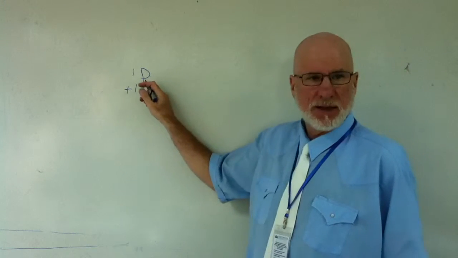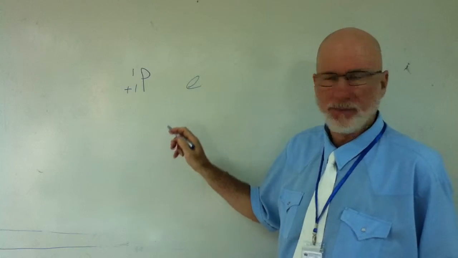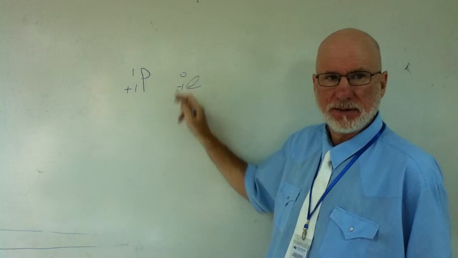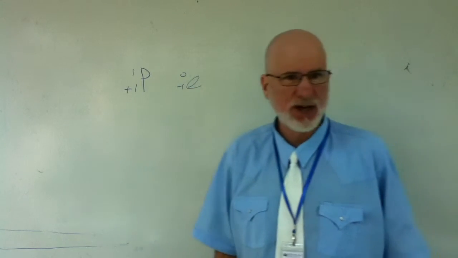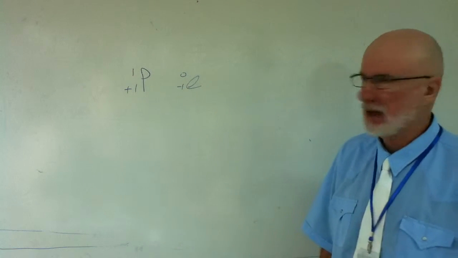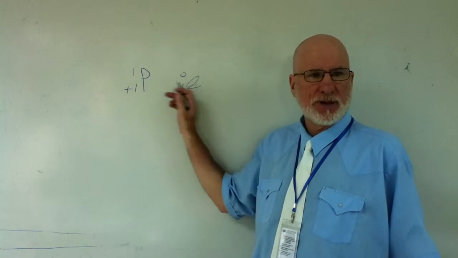So that's a proton. What would an electron be? -1. What's the mass? 0. It's 1,000th of a proton, so it's considered 0. It's considered massless. But the charges are equal and opposite, aren't they?